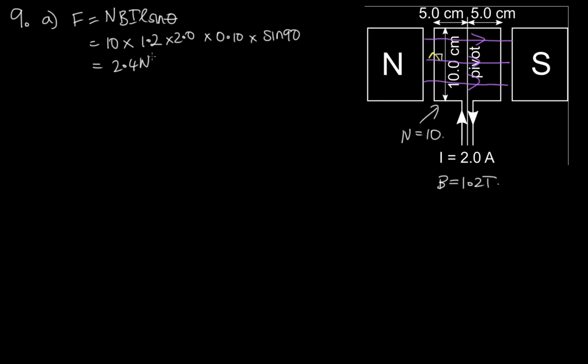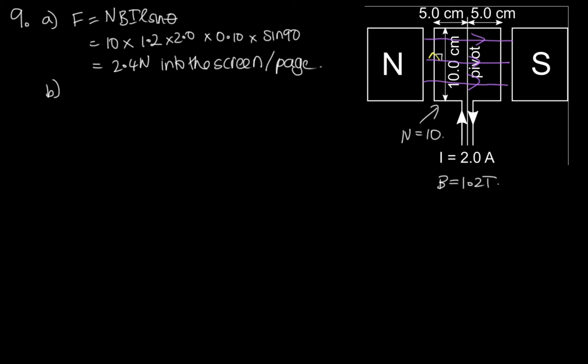Now, as it's a force, we need to give a direction as well. So you'll need to use your right hand, align your fingers with those magnetic field lines, and your thumb with the direction the current is flowing, and you can see that your palm is going into the screen or into the page. So that is the direction of the force: into the screen.